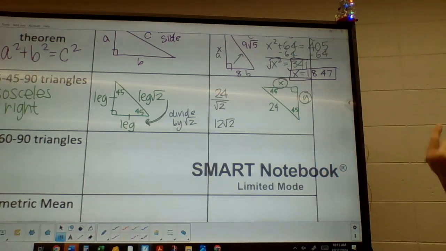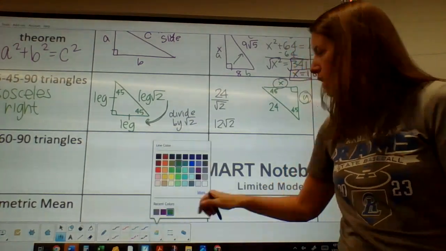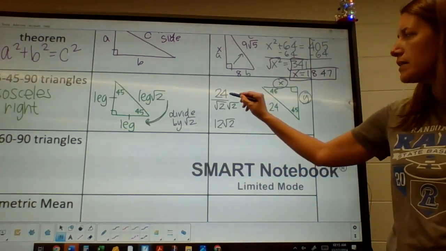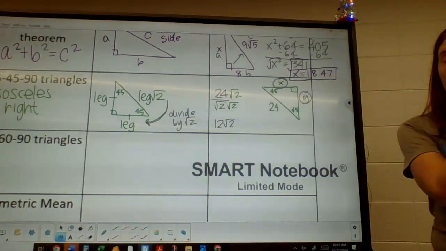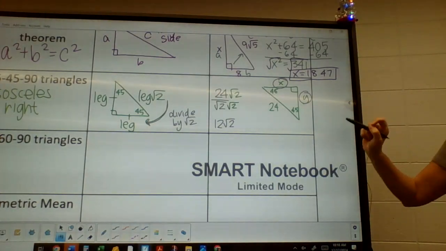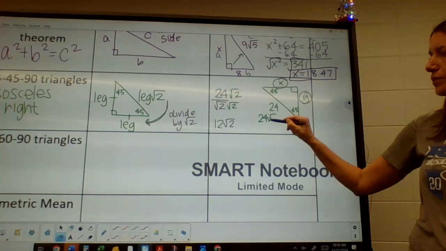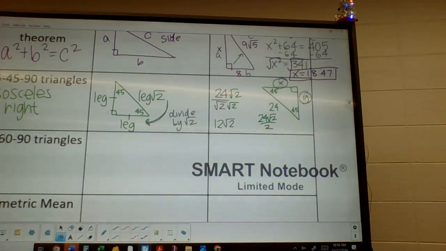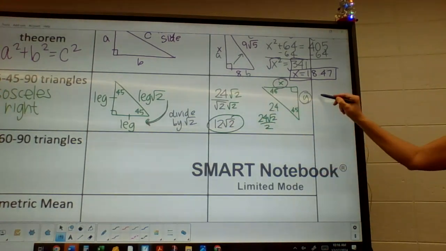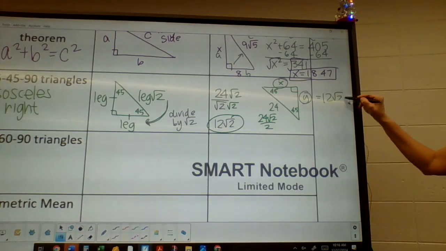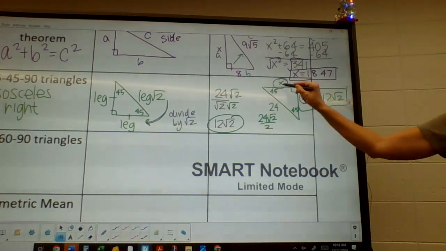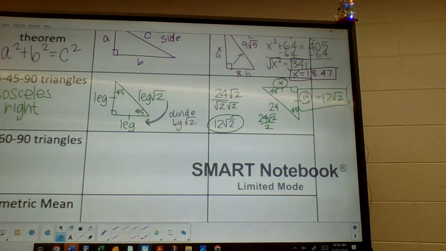Now, if your calculator doesn't do that for you, you can always feel free to use one of mine, because they do. Or you can multiply the top and bottom by the square root of 2. So this becomes 24 square roots of 2 over 2. And then 24 over 2 ends up being just 12. So that's our x and our y. They're the same. Are we okay with that?